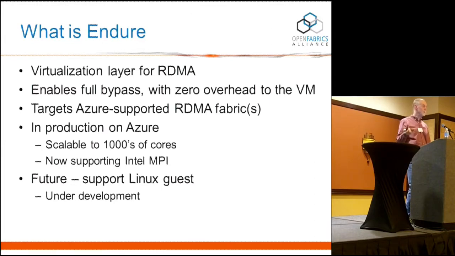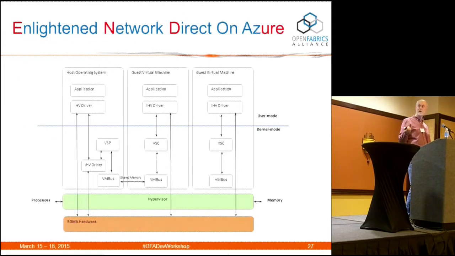Scalable to thousands of cores. I think we've run it up to about 2,000 right now for real-world applications. And it's now supporting Intel MPI as an API on top of it. Future supporting the Linux guest, and that's where I'm about to go in the presentation. But first, just a quick picture of Endure.